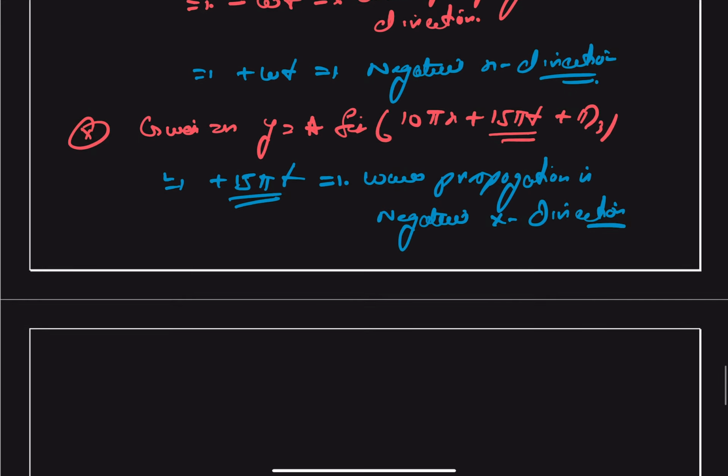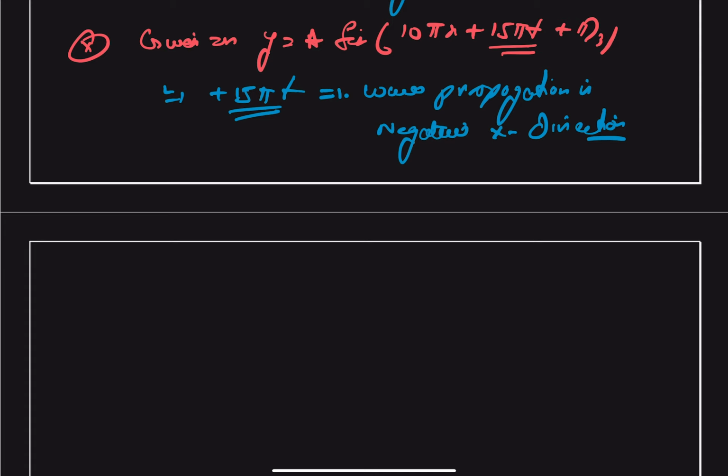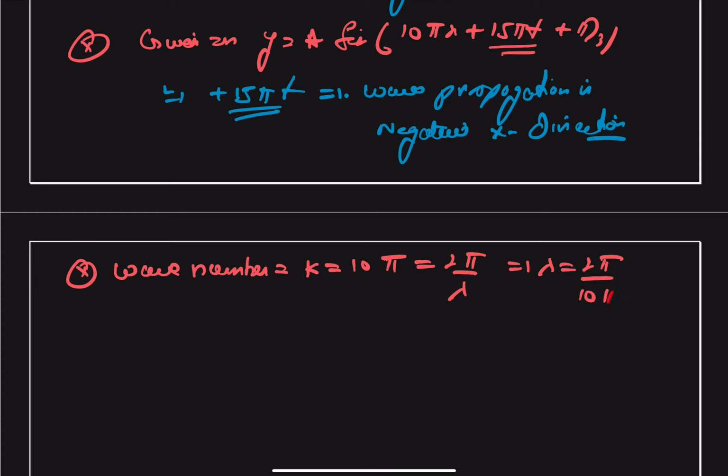Next, we are going to find out the wavelength as well as the velocity. So by making the comparison, we can write the wave number. We can say that our wave number, that is the value of k, is 10π, which is also 2π upon λ. So this gives us that the wavelength λ will be equal to 2π upon 10π, giving us 0.2 meters.